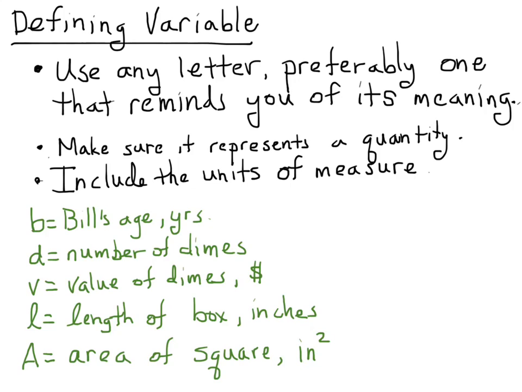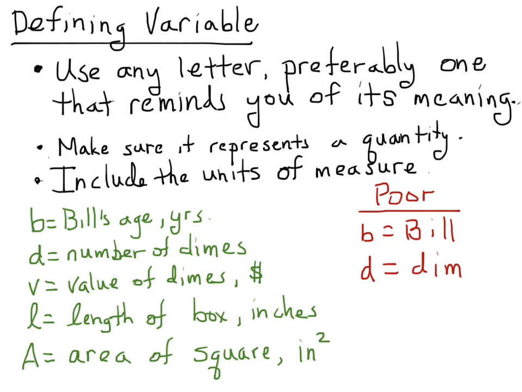The length of a box in inches, the area of a square. You can use capital letters. Traditionally, when you're using things like area and volume, you use a capital letter. For linear dimensions, you use a smaller lowercase. Doesn't matter. If you're really fancy, you can even use Greek letters if you want. Poor examples is just B equals Bill, or D equals dimes, or X without any definition.